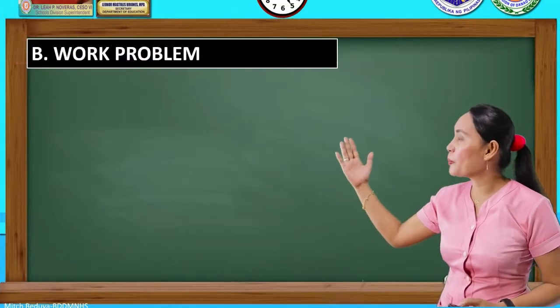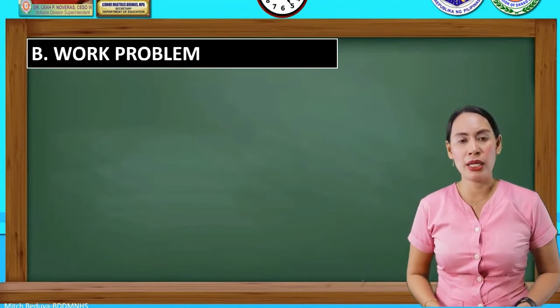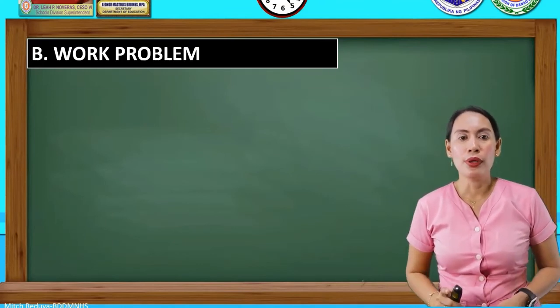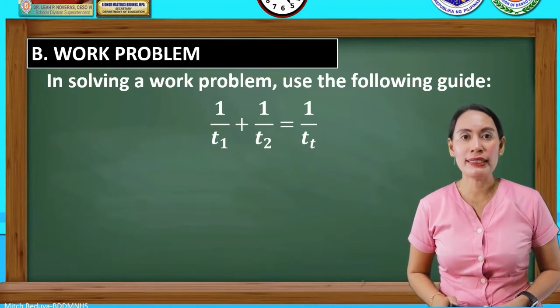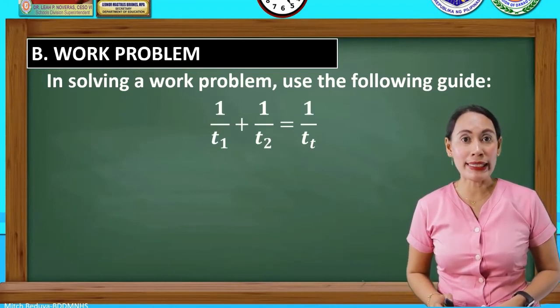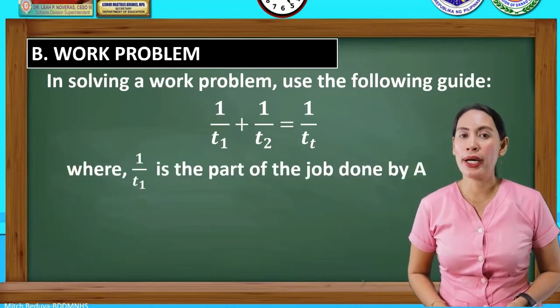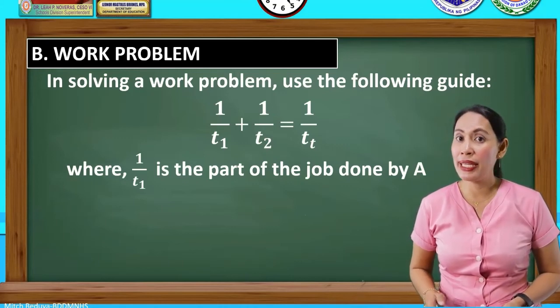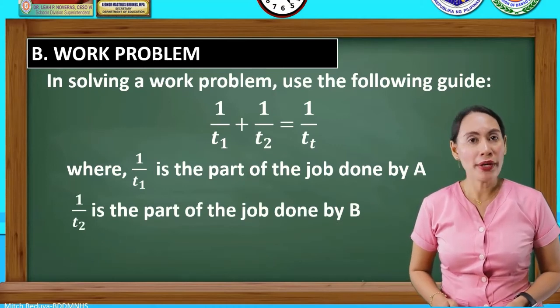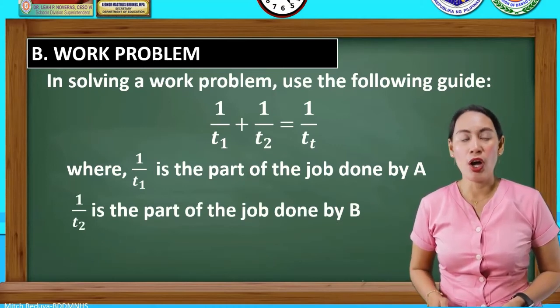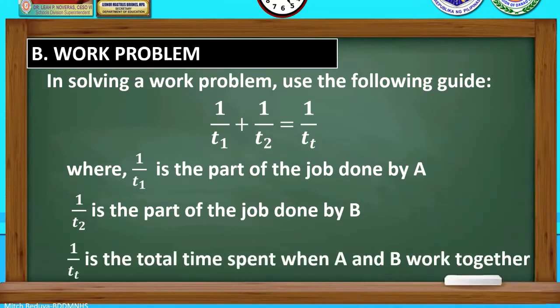Next is work problem. In solving a work problem, use the following guide. 1 over t sub 1 plus 1 over t sub 2 equals 1 over t sub t, where 1 over t sub 1 is the part of the job done by A, and 1 over t sub 2 is the part of the job done by B. Then 1 over t sub t is the total time spent when A and B work together.